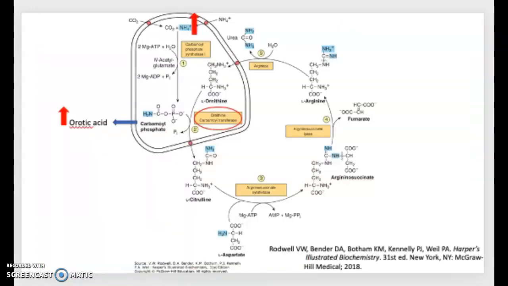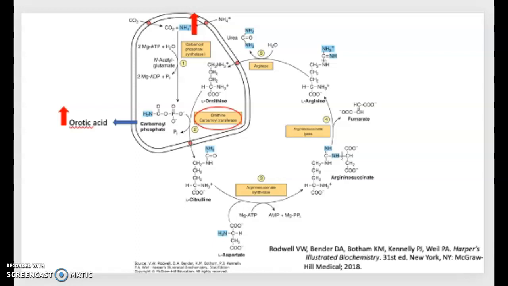So when your orotic acid and blood ammonia levels are elevated and plasma citrulline is normal, the most likely enzyme defect is going to be a deficiency in the ornithine transcarbamylase, or OTC. And OTC is responsible for the conversion of carbamyl phosphate and ornithine into citrulline. We can see that over in this diagram. This is OTC, and we have ornithine here and carbamyl phosphate here going into citrulline. So deficiency here is going to cause an increase in orotic acid and ammonia.